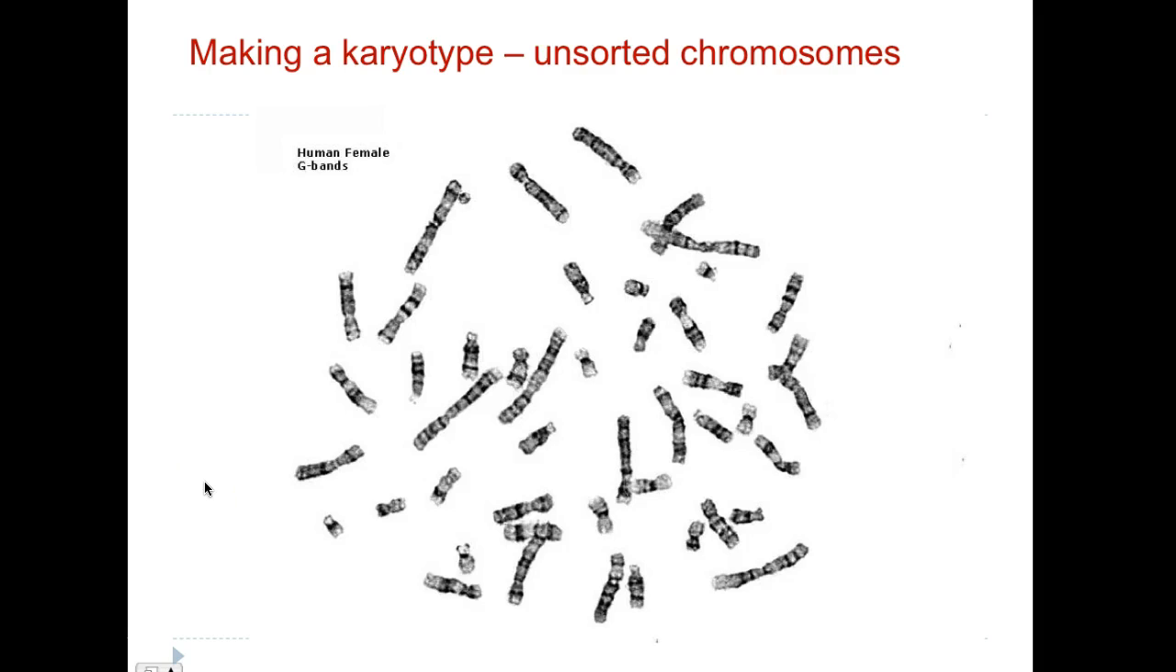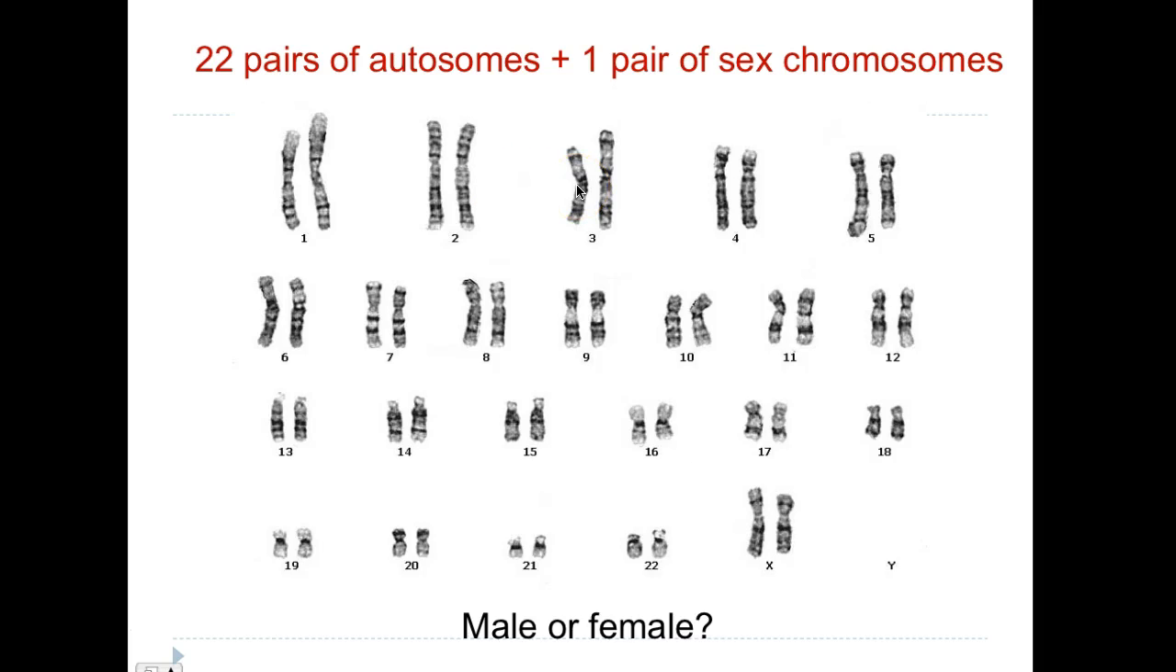Making a karyotype, unsorted chromosomes, basically you'd have to sort these and line them up from largest to smallest. And if we were to look at this karyotype right here, would you determine this one to be male or female? If you answered female, you are correct.